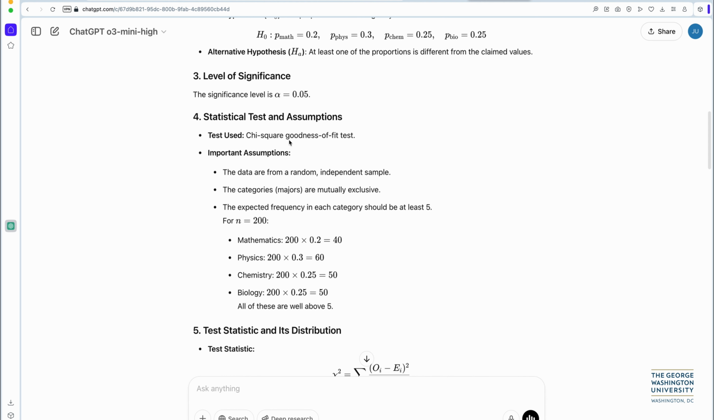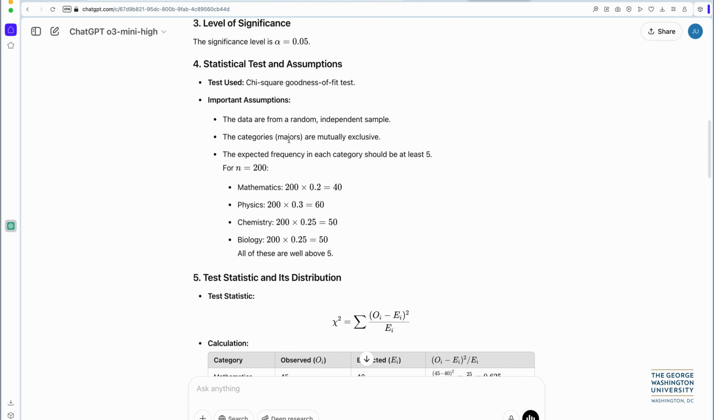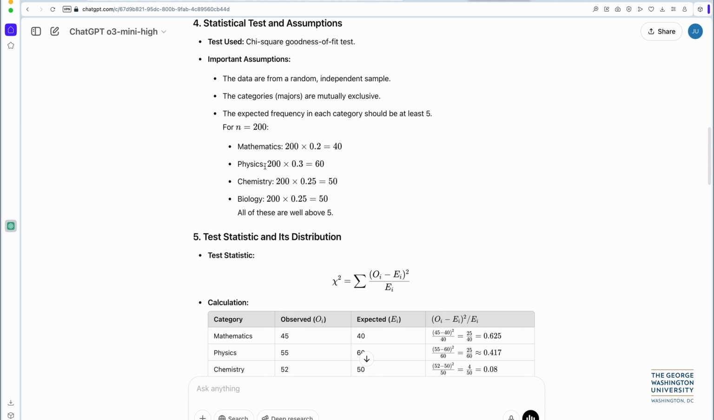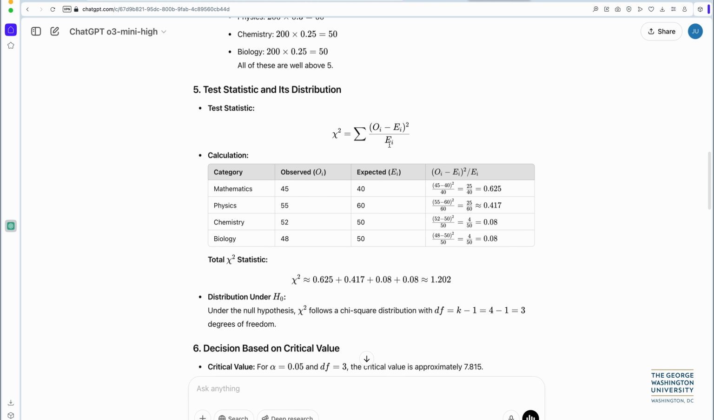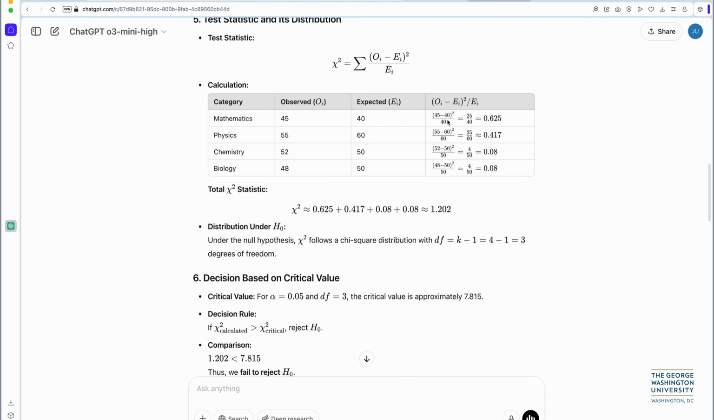The statistical test, we can use a chi-square goodness of fit test. And it says the assumptions: the data are random and independent samples, the categories are mutually exclusive, and the expected frequency in each category should be at least 5. And it calculates them there. What would it be if 20% are majoring in mathematics and I have 200 people? 200 times 0.2 is 40. 200 times 0.3 is 60. 200 times 0.25 is 50. 200 times 0.25 is 50. Of course, if you sum those, it has to come to 200. But look at that. We have at least 5 of each, so that's fine. There's our test statistic, how to calculate it. And it's done all of that, 45 minus 40 squared over 40, 55 minus 60 squared, and it's summed over all of those.